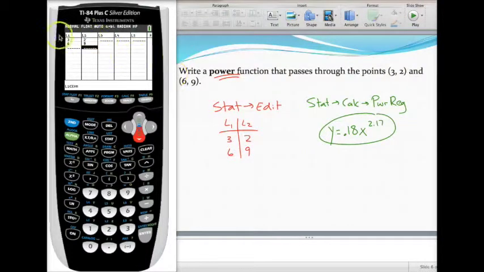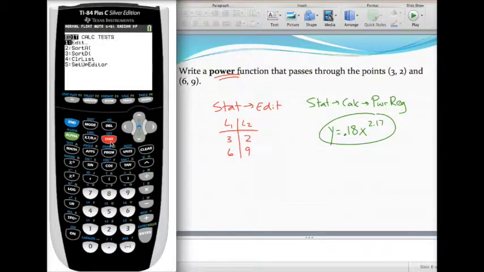So same idea, I've gone and typed the data in. If you need to pause the video and do that, do that. Remember, x is going in L1 and y is going in L2. So my data is typed in. Again, pause if you need to. Under Stat and then Calculate, this time we want to select the power regression. So scroll down a few times. Try not to go too fast this time and miss it on my calculator.